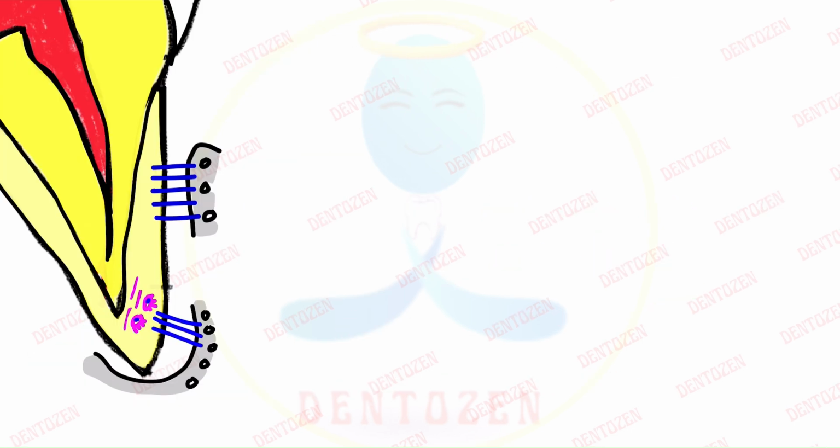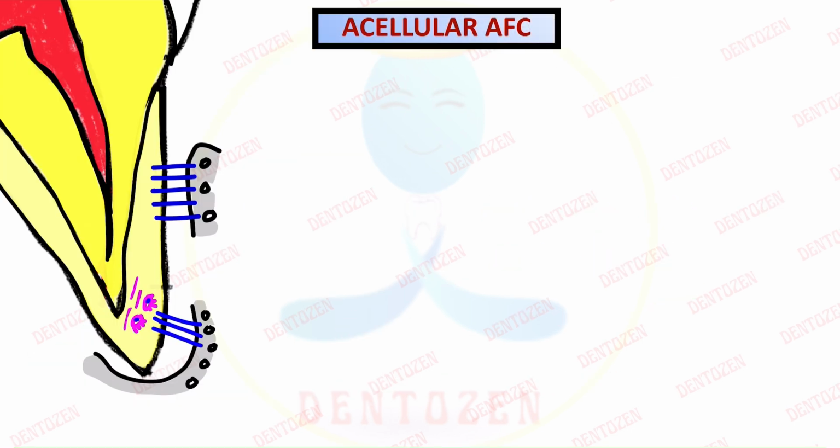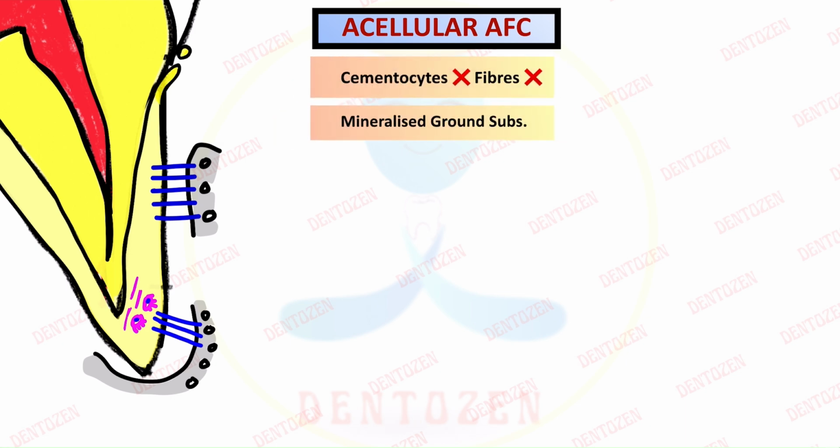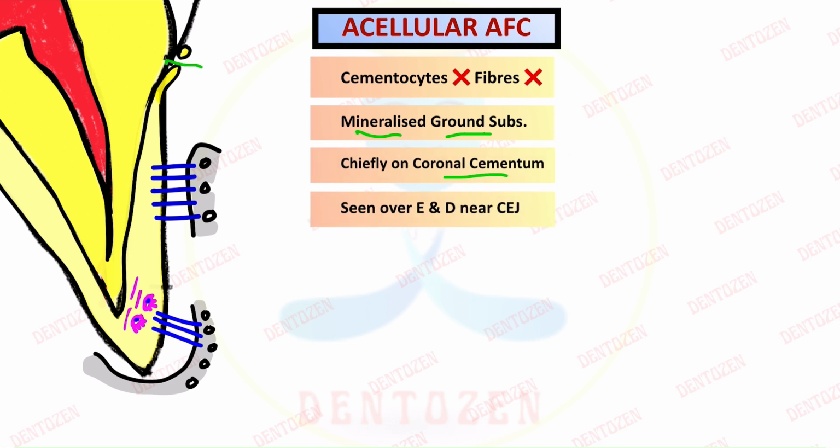Now we have come to the fourth part, the other types of cementum based on the fibers. Acellular afibrillar, as the name says, has no cells, no fibers. So what is there? It is just the mineral and the ground substance. It is chiefly seen on the coronal cementum, as you can see here, on the enamel and dentin near the cemento-enamel junction.